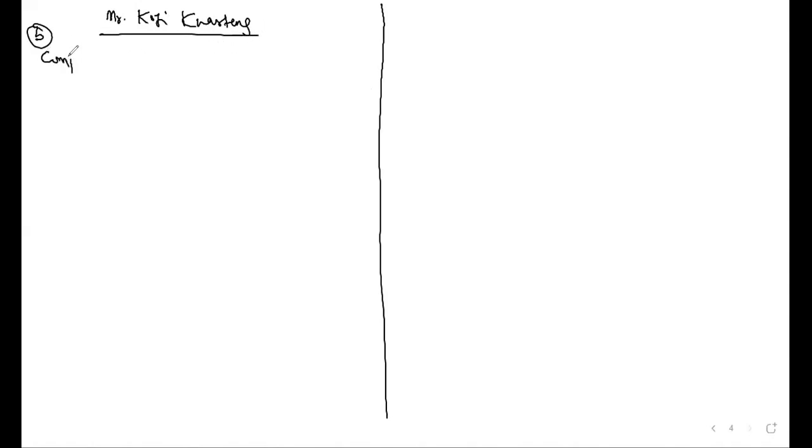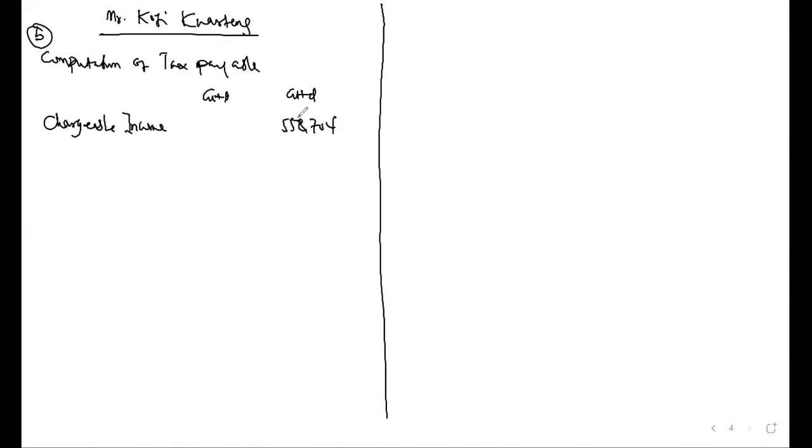So computation of tax payable. How much is the chargeable income? 558,704. So the tax paid in the foreign country, we give to him as a deduction. One minute here, let me.